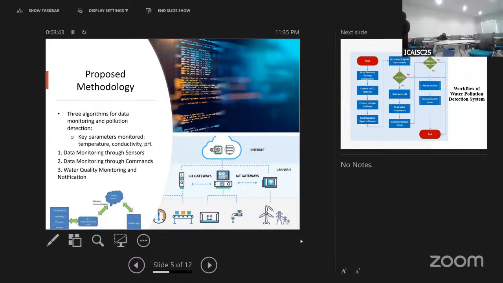For the proposed methodology, you can see the block diagram here. We have the IoT gateways. Those are for collecting the information from the areas where they have contamination caused by marine pollution, as well as different types of sources we have tested for our experiments. Then we collected this information from our sensors and stored it in the cloud. So we have used cloud computing as well for later monitoring and for storage.